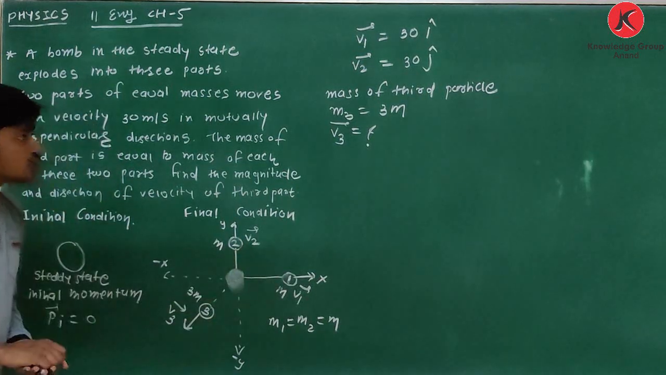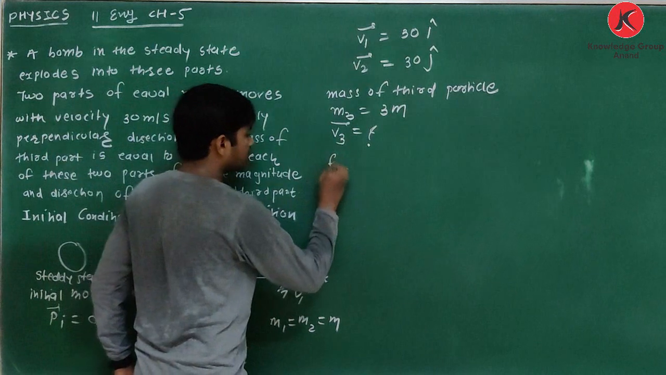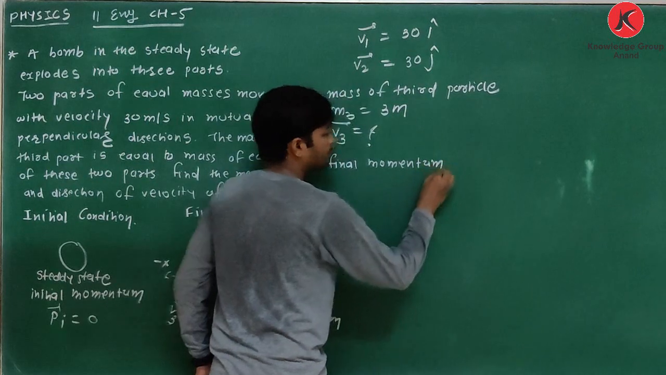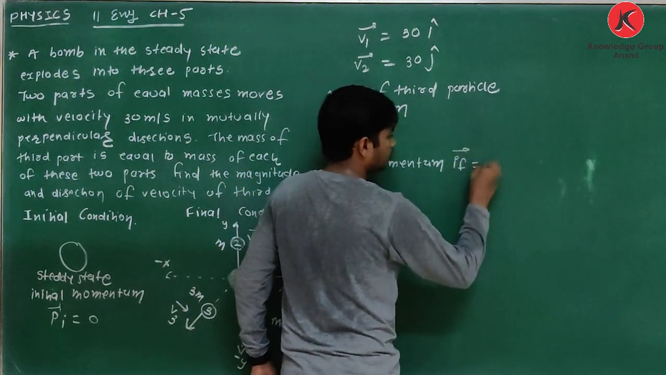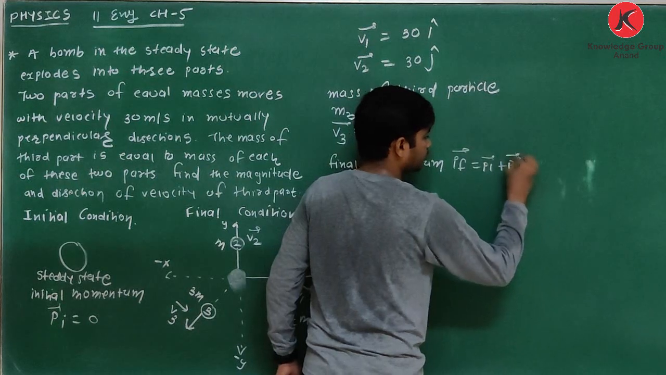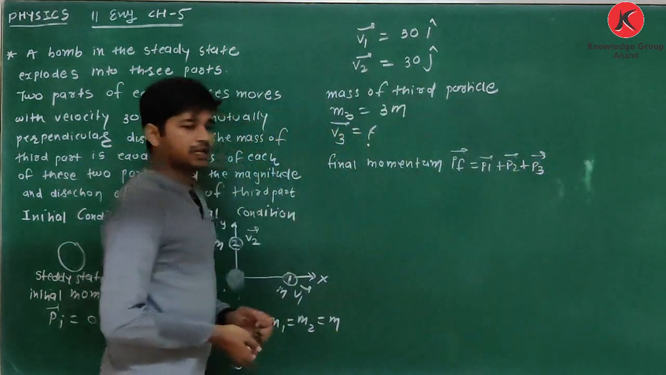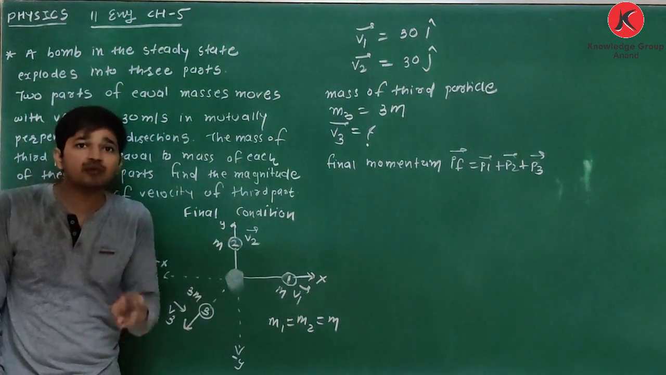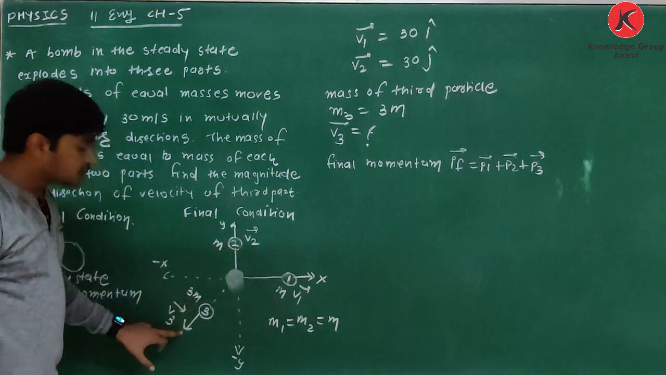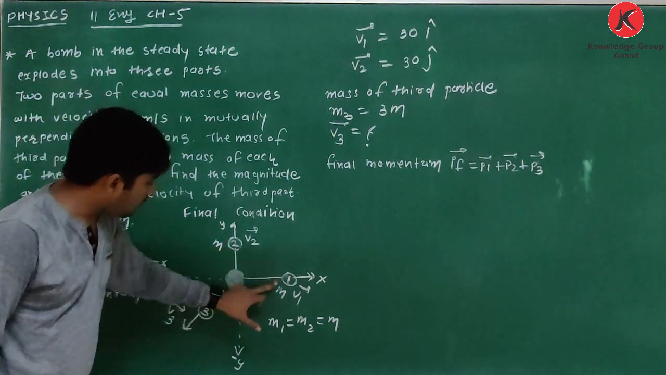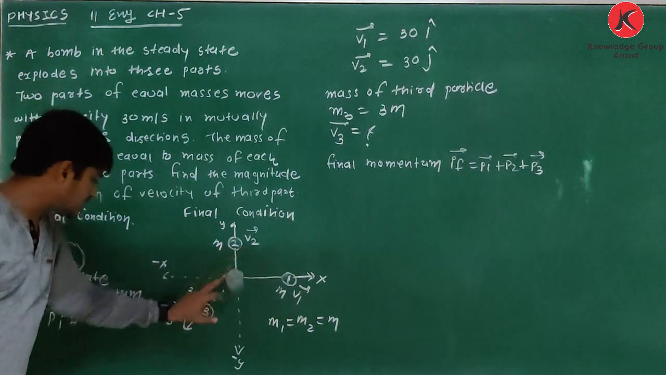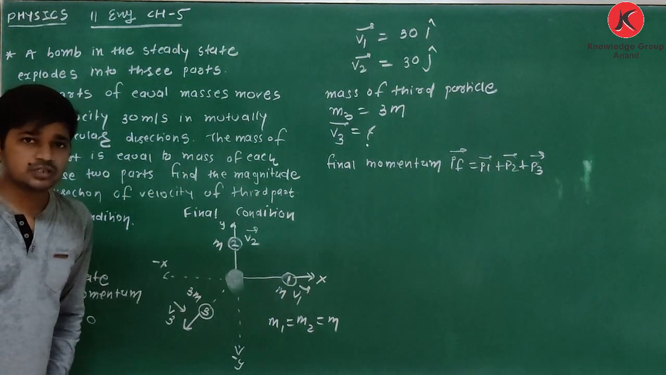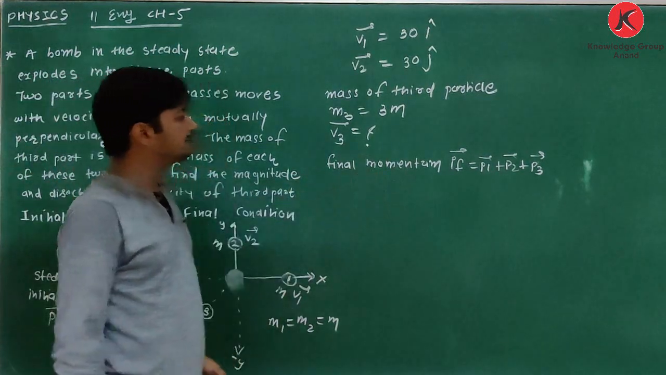We have three parts. So what is final momentum? Final momentum Pf is equal to P1 plus P2 plus P3. Initially we have a stationary bomb, but finally after explosion we have three parts: first, second and third part. So what is total final momentum? Momentum of first particle, momentum of second particle, and momentum of third particle. Clear about this? So yes, it is final momentum.